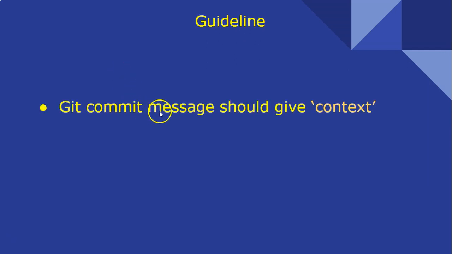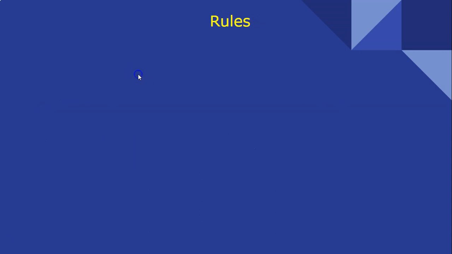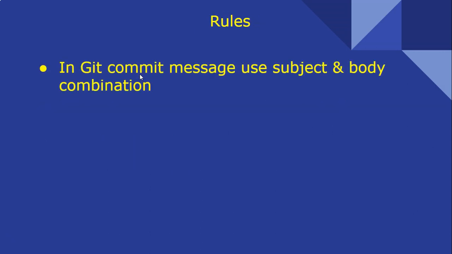A Git commit message should give context. With git diff, whenever someone sees the code difference, they will understand what happened. Probably you changed some operation, you added an operation, or you did some other kind of code fix, but it would hardly give context all the time. It may not give context all the time. So it is better if we add the context. It would help. So we can follow these rules.